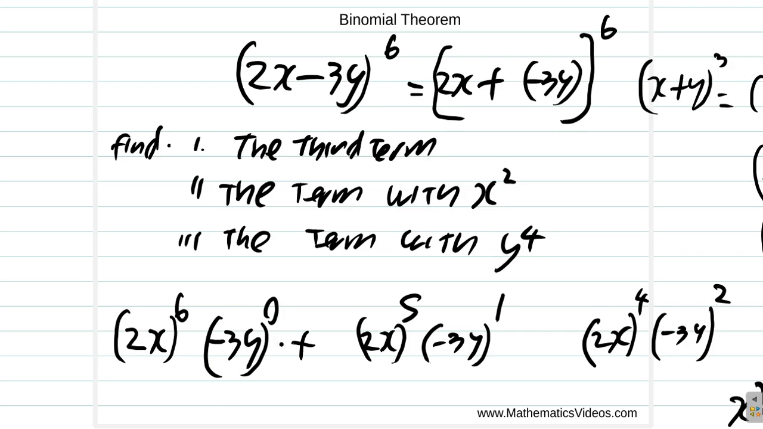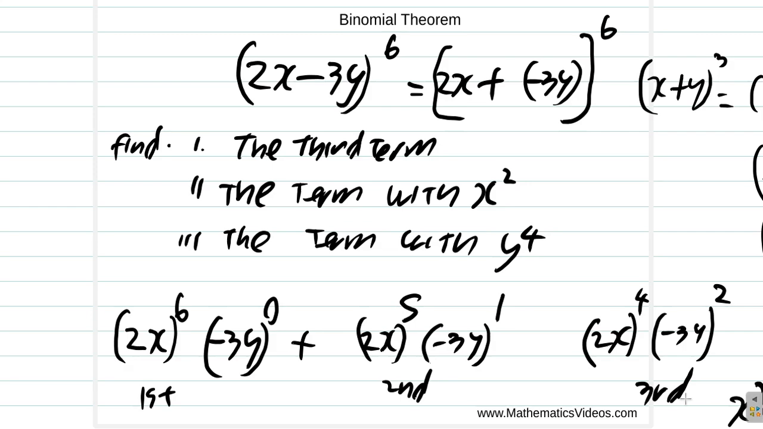Because of the negative 3y power, it goes from 0 to 1 to 2. So this is first, second, third. Alright? So we reach the third term quickly. If it was, say, to the power of 60 and they asked you to find the 30th term, that would be a different story. You'd have to form a pattern.